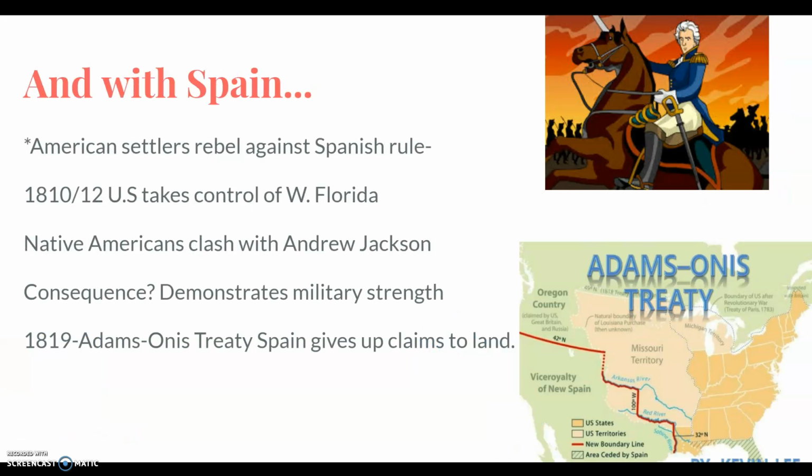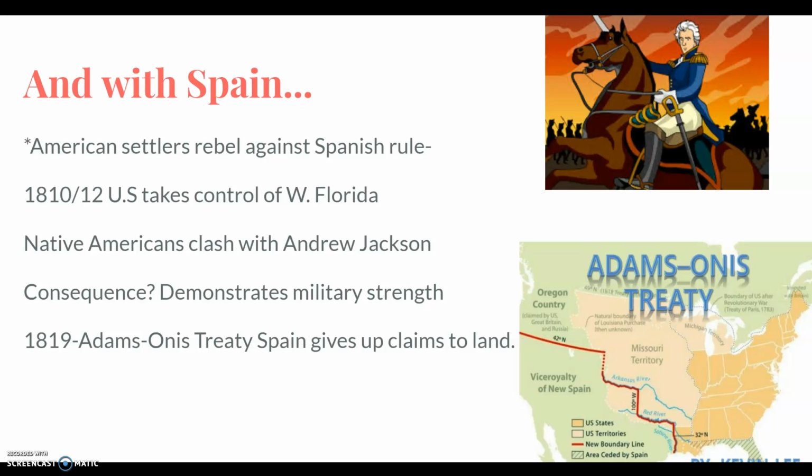We are also looking at relations with Spain at this point. Spain owned the colonies of East and West Florida, and in 1810, American settlers in West Florida rebelled against Spanish rule. The U.S. government then argued that West Florida was actually included in the Louisiana Purchase. In 1810 and in 1812, the U.S. took control of sections of West Florida.